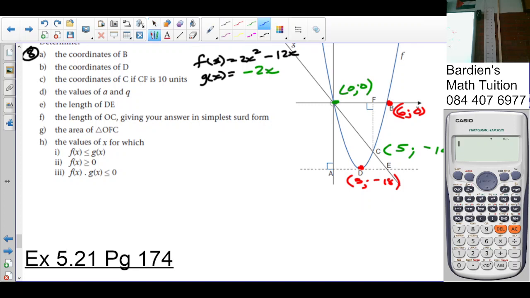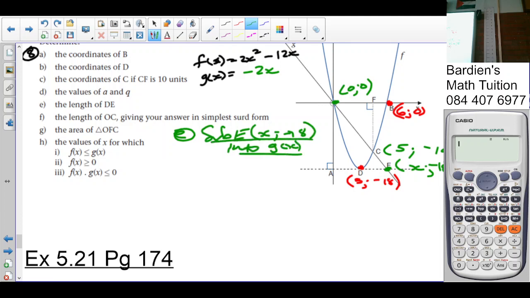Let's look at E. E, the length of DE. Okay, so if you're looking at the length of DE, I already know what the corresponding y value is. Not so? What's your corresponding y value? Negative 18. So some x value I must work out. Not so? But the coordinates of these lying on that straight line that we just calculated, the g of x graph. Not so? So we can actually substitute E, which is x and negative 18, into g of x.